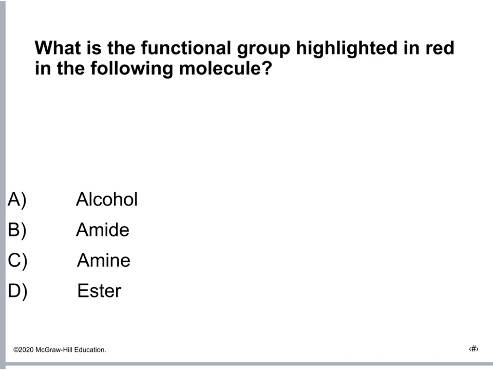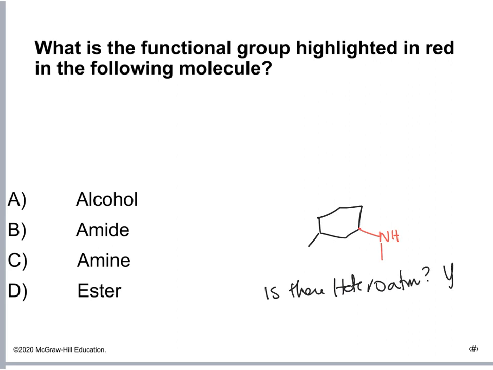What is the functional group highlighted in red? Okay, well, is there a heteroatom? Yes. You see there's a nitrogen. Okay, is there a carbonyl? No. So remember that there's just 3 of those, and nitrogen makes it an amine.